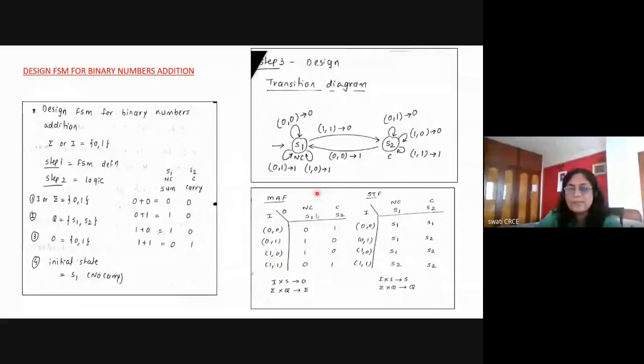Now for creating MAF, I have to see the diagram and see the output. So if the state is S1 and the input is 0, 0, the output generated is 0. So just copy that here, 0. Then S1 with input 0, 1, the output is 1. Then S1 with 1, 0, the output is 1. So like this, you will write down the output symbols here.